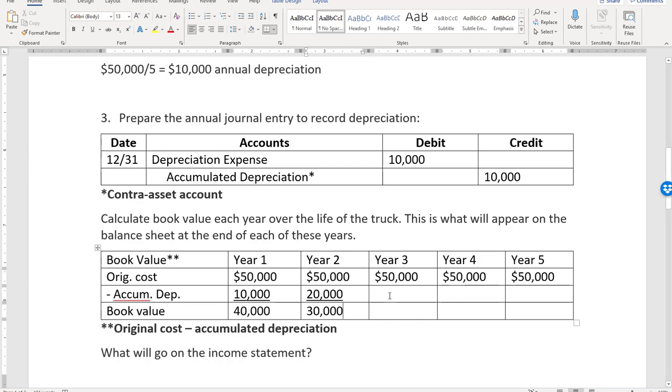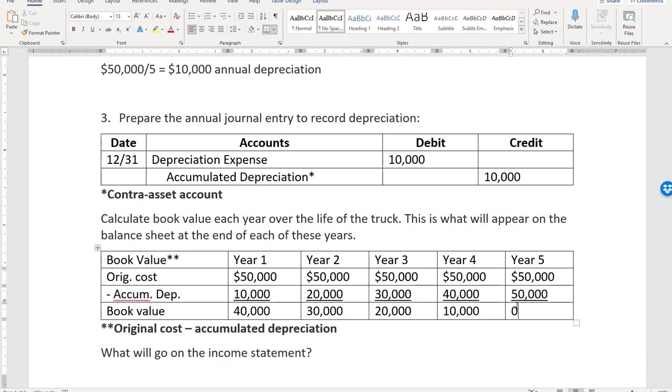Okay, and again, we're going to go all the way through. Next year, our accumulated depreciation goes up again, to $30,000. Now our book value is down to $20,000, and $40,000 is our accumulated depreciation in the fourth year. Our book value is down to $10,000, and then in the final year, our asset is what we would call fully depreciated, and its book value is 0.